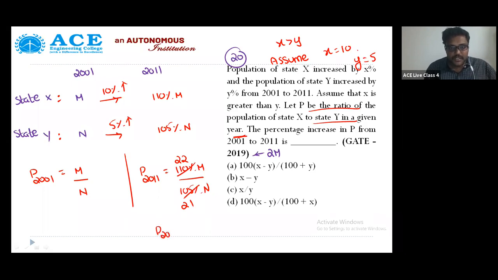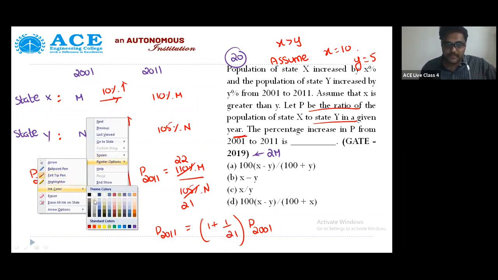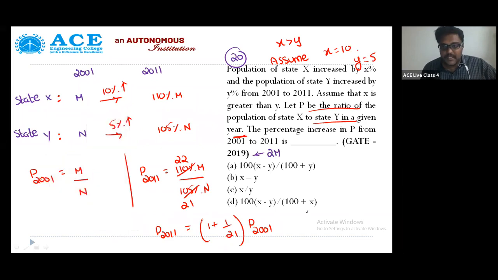P in 2011 is 22 by 21, which means 1 plus 1 by 21 into P in 2001. So guys, this is what I got. P in 2011, 22 by 21, can be written as 1 plus 1 by 21. I hope you know that. Now what is the percentage increase here? See, 1 plus something. What the something is, 1 by 21, that you should multiply with 100.